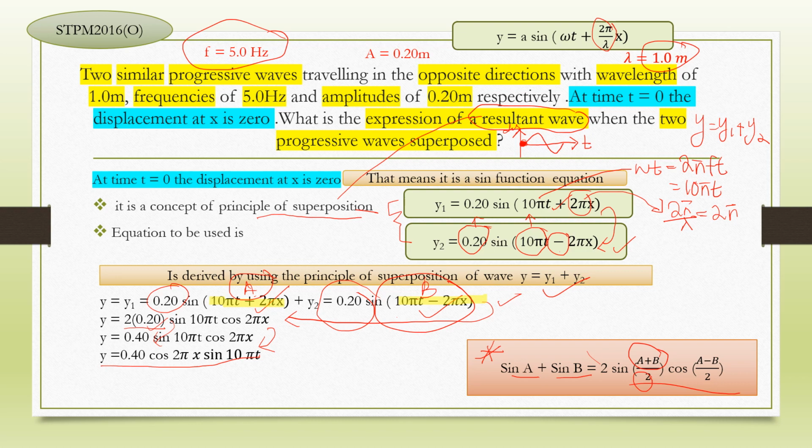Now if you notice, I bring the 2 pi x to the front in this place here. Why? Because this whole thing is the amplitude, and the amplitude varies with distance x. That's why I brought it. So if you see this past year question, the answer for this will be C. It's an objective question. So the answer will be C.